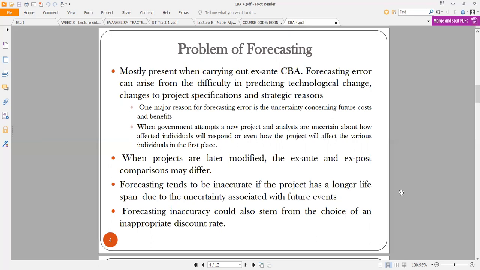So we normally have this problem of forecasting because the future is unpredictable. There's so much uncertainty and risk in the future. So we tend to make some predictions that might not actually work out. So we have forecasting error because of uncertainty concerning future events. It's even possible that how we value the costs and the benefits now might not be the same as their values in some time to come. So we tend to state values that might be a bit different from what actually happens in the future.